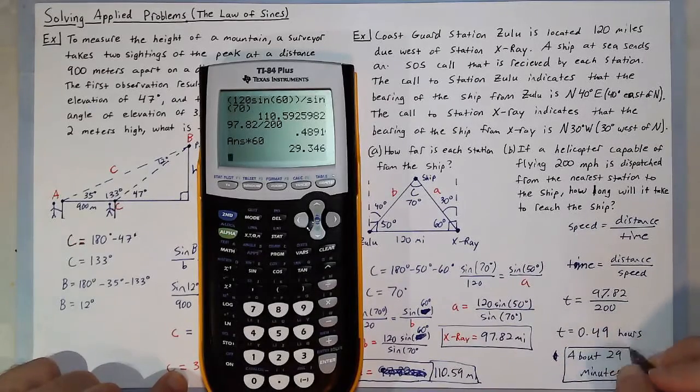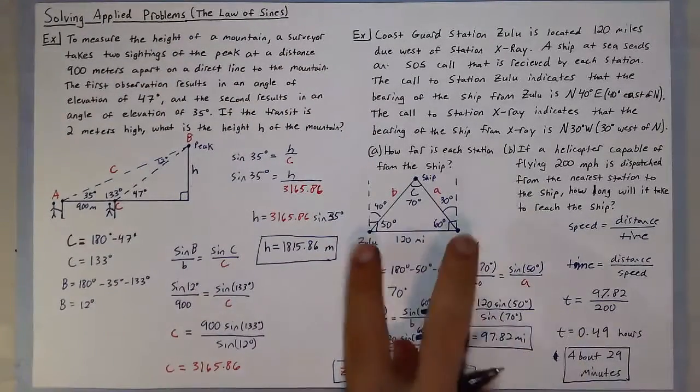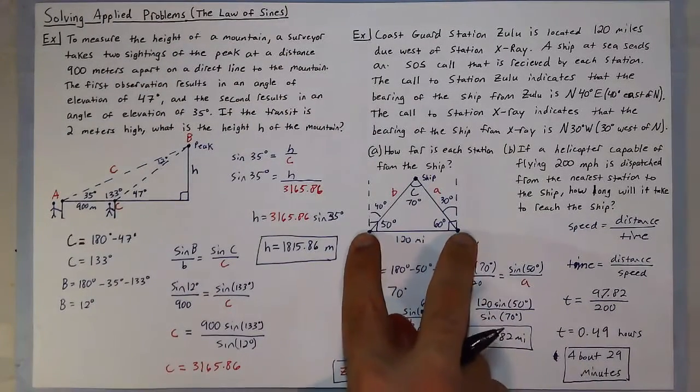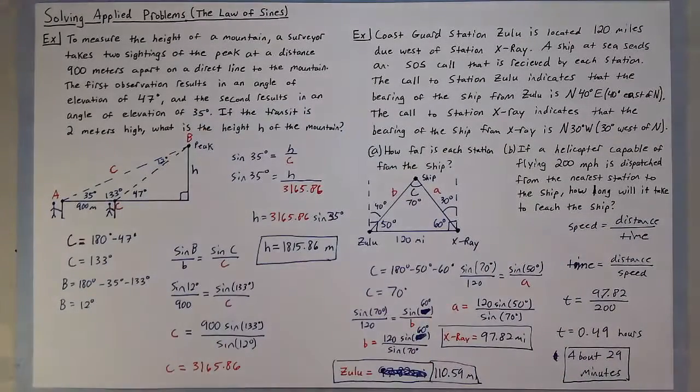So this is how we usually detect lots of locations: we know a distance between 2 points, and we look at the bearings from those 2 points to calculate another distance. It's a very clever way to do this. And that is how you solve applied problems using the law of sines.